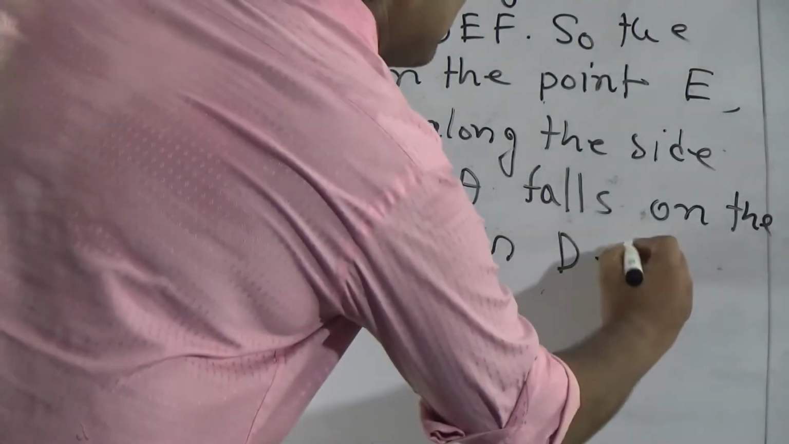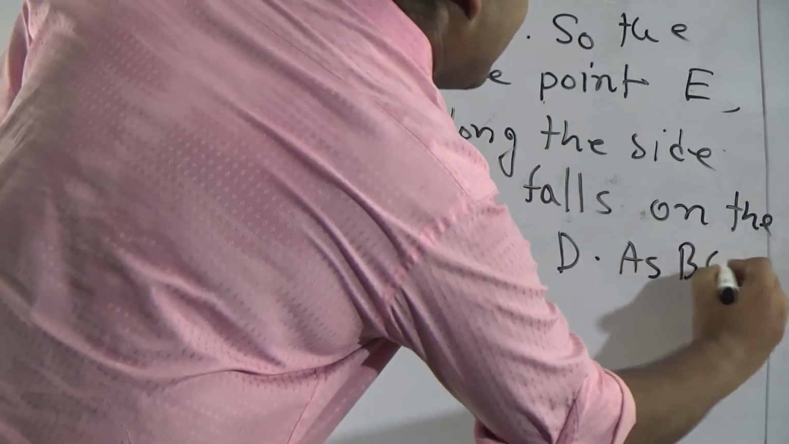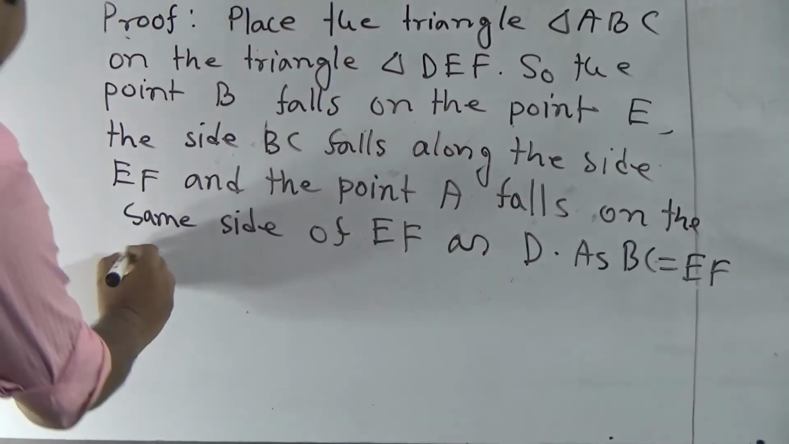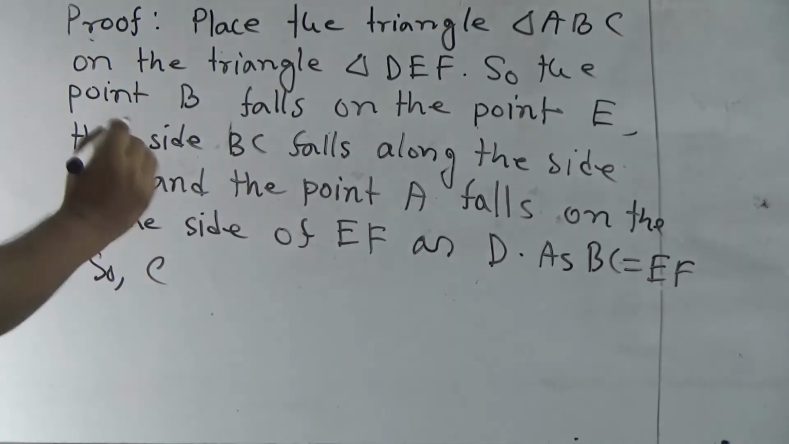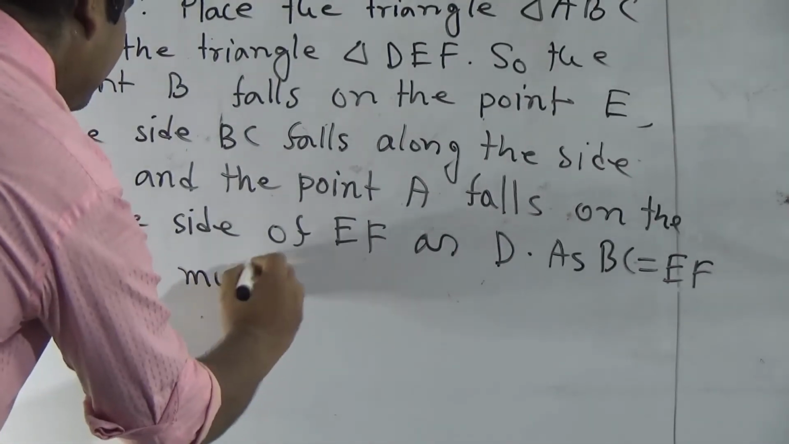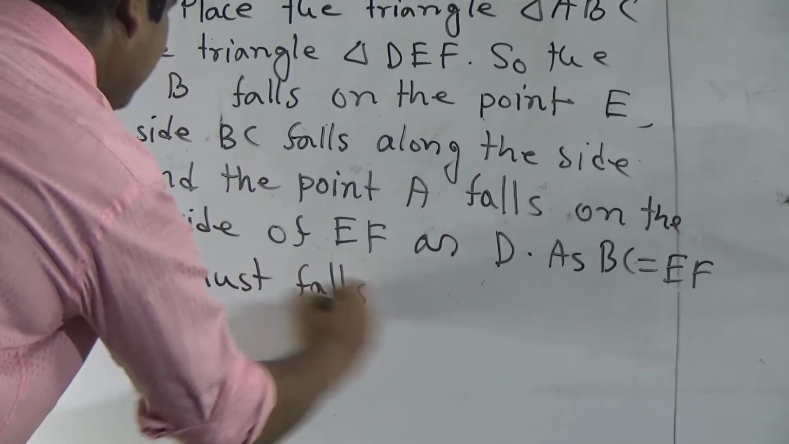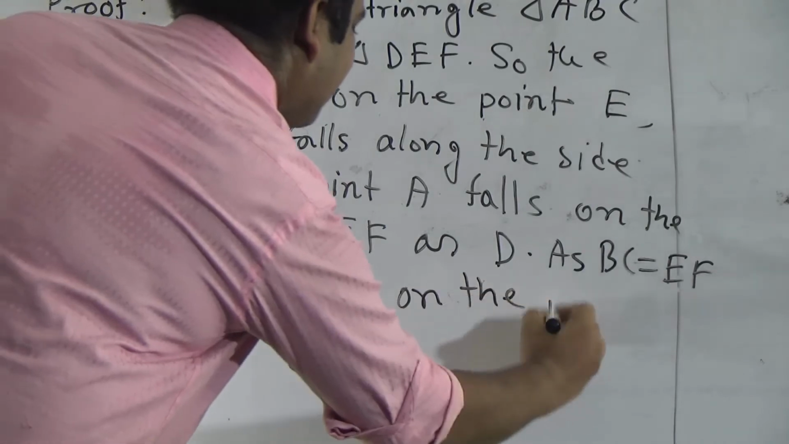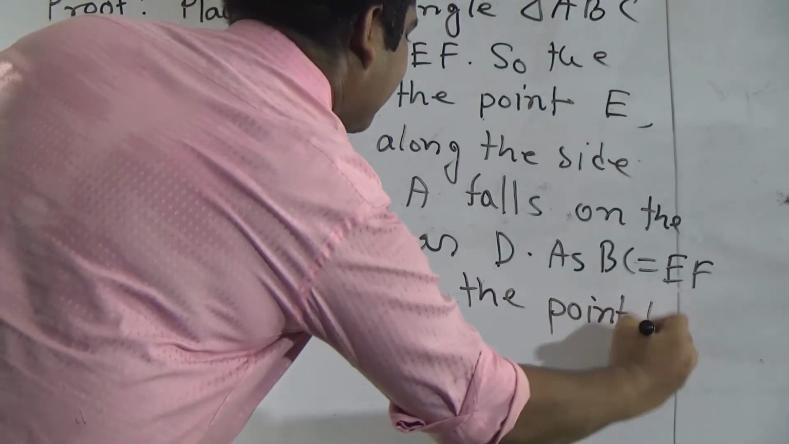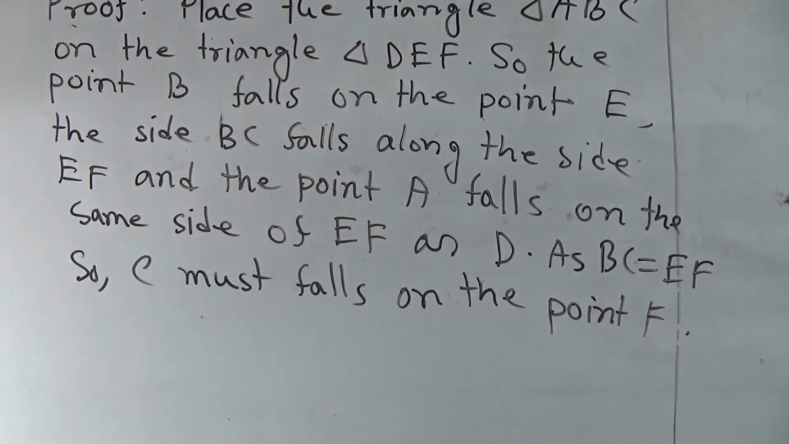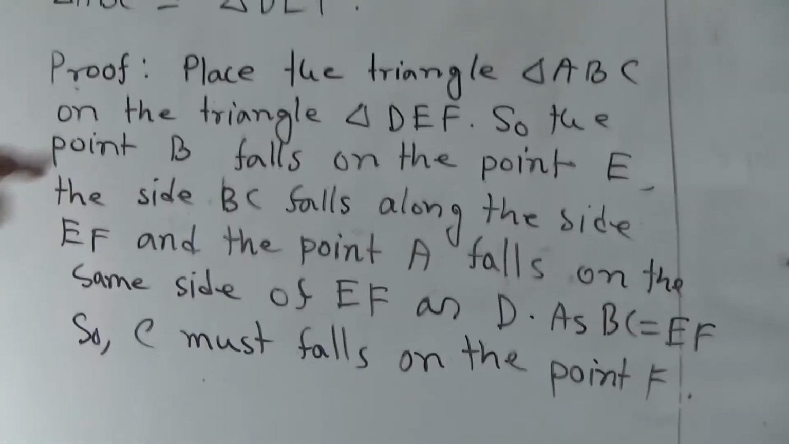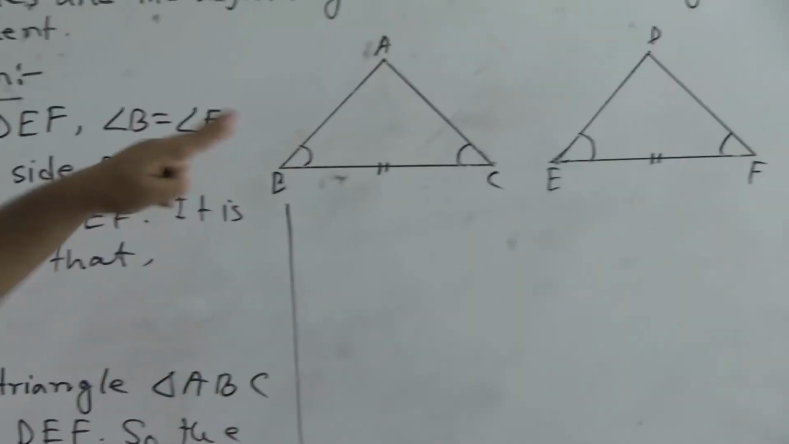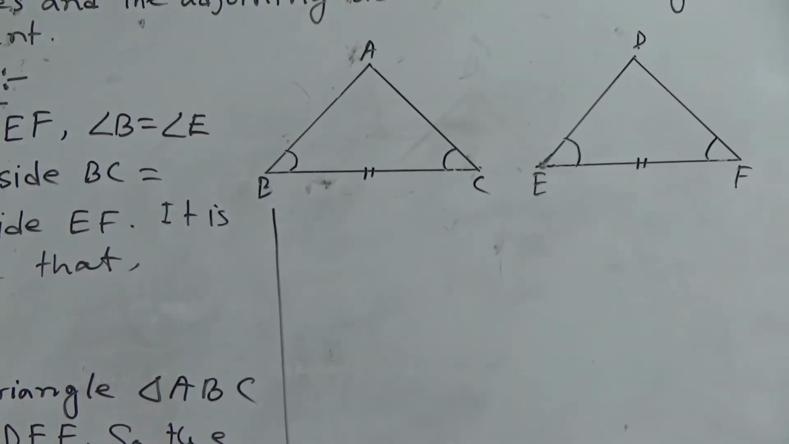Now, as BC equal to EF, so C must fall on the point F. So our first part is done. That means we place ABC triangle on the triangle DEF.